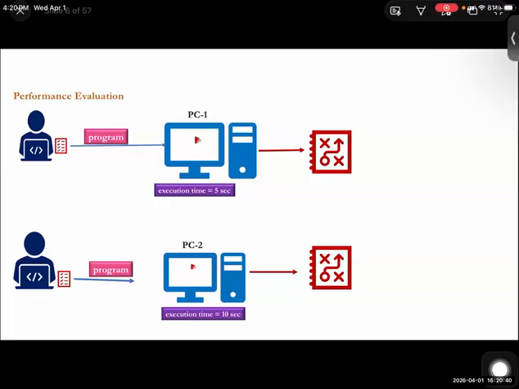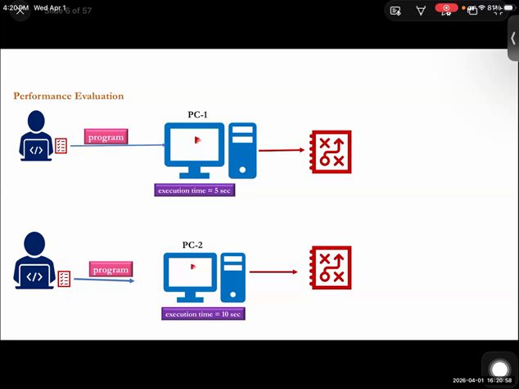Comparing these two, right? So at how much rate PC1 is performing with PC2, we call the relative performance. So how do you compute this then?